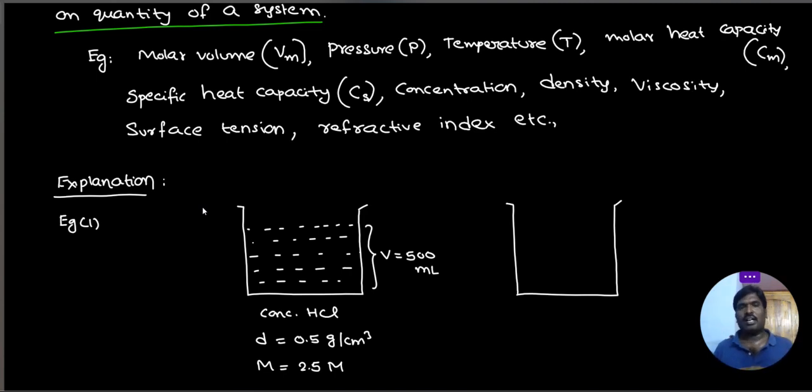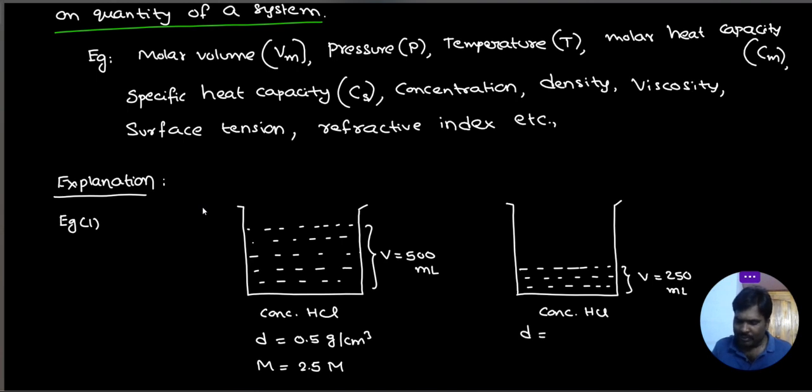You can take half of the volume in another beaker, so 250 ml. Half of the amount you can take in another beaker, same solvent, concentrated HCl. Now density not changing, 0.5 gram per centimeter cube, and molarity means concentration also not changing.